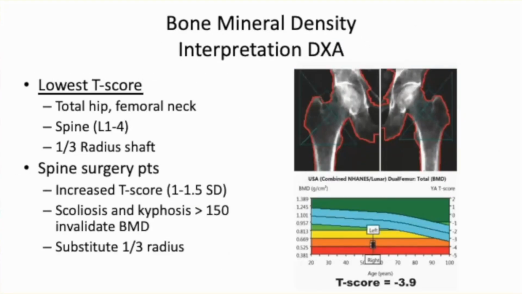Now, one thing about interpreting the bone density, we don't have time to go into this in great detail, but really what you're looking for is the lowest T-score of the total hip, maybe called proximal femur, femoral neck, spine, and one-third radius. Keep in mind that our spine population has an increased T-score somewhere between 1 and 1.5 standard deviations.